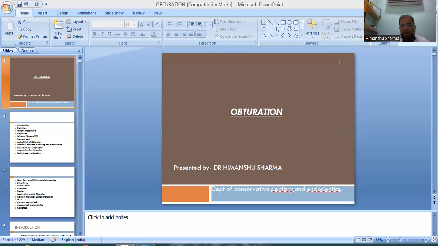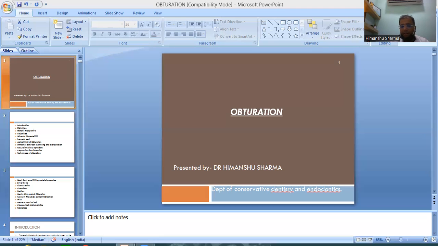A pre-selected finger spreader is inserted between the canal wall and the master point to a depth 1 mm short of working length, and the spreader is left for at least 15 seconds. Accessory points are coated with sealer cement, introduced in the space created, and are condensed upon one another. This is how we can do lateral condensation.